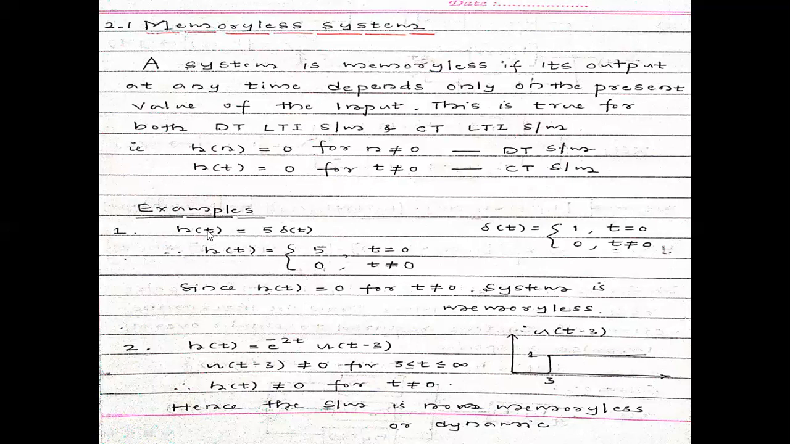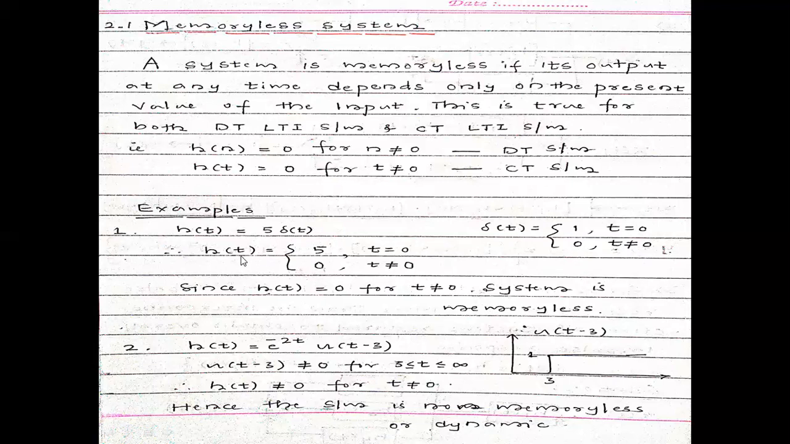Here, in the first example, the impulse response h of t is given as 5 times delta of t. We have to verify whether the system with this impulse response is memoryless or not. We know that delta of t is equal to 1 only at t equal to 0, and for t not equal to 0, delta of t is 0. So when t is equal to 0, delta of t is 1, so 1 times 5 is 5. When t is not equal to 0, delta of t is 0, so 0 times 5 is 0.